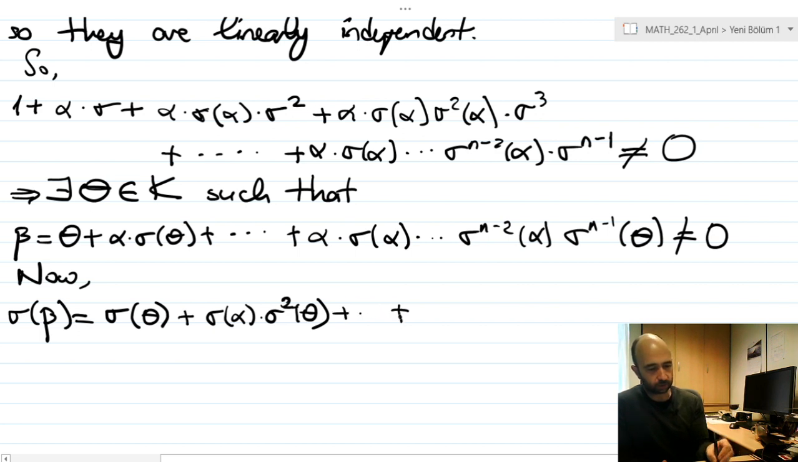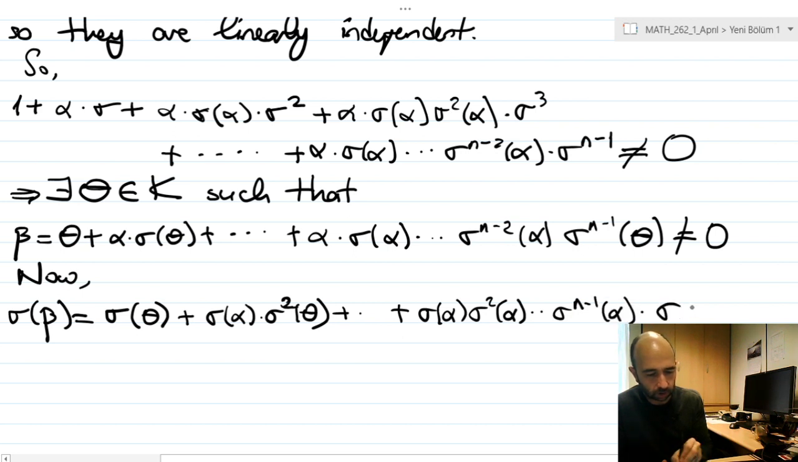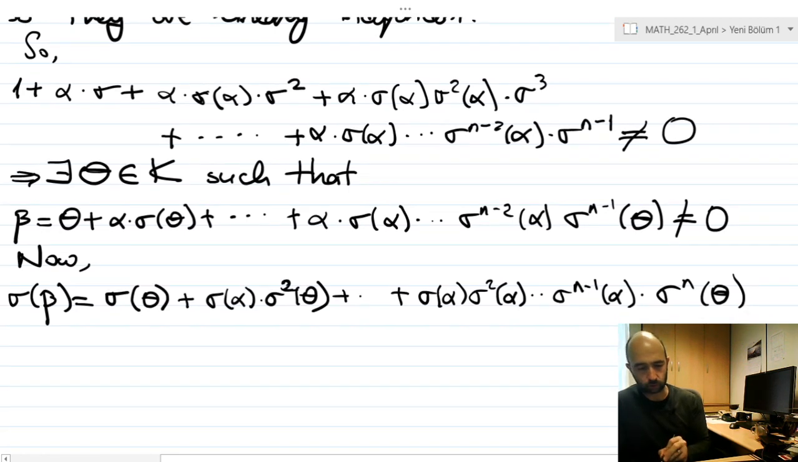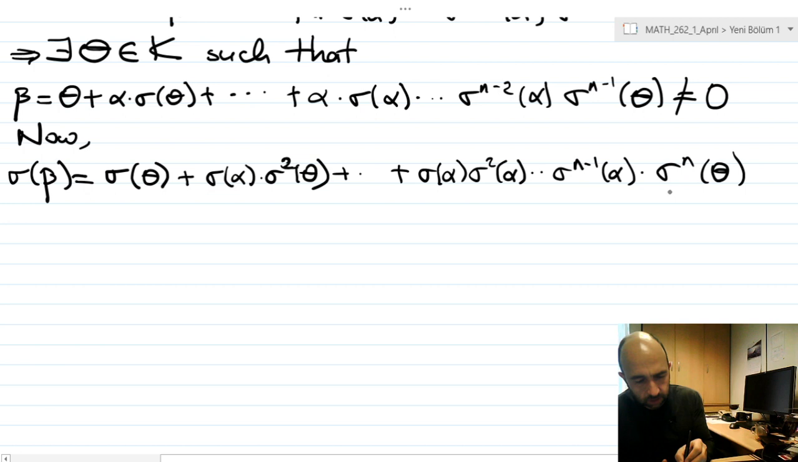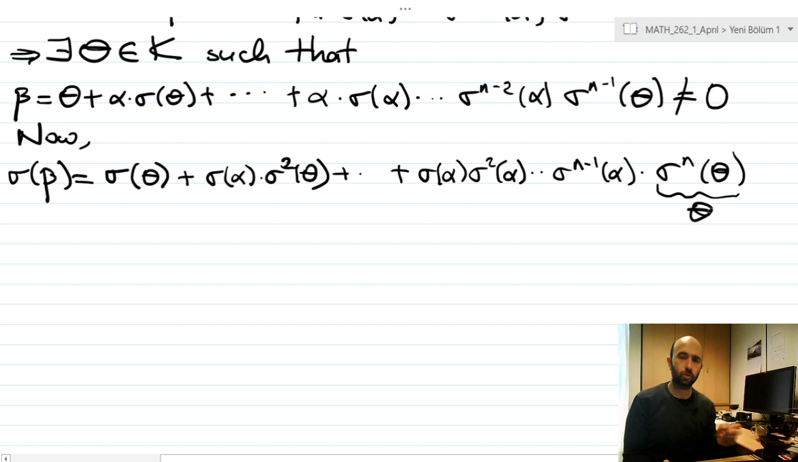Now, of course, the surprise comes at the last term. But here exactly we're going to use that the group is cyclic. So this is going to give you what? Sigma alpha, sigma square alpha, all the way to sigma to the n minus 1 alpha times sigma to the n theta. Now there are two things to observe. The first is this is just theta, because sigma to the power n is the identity.